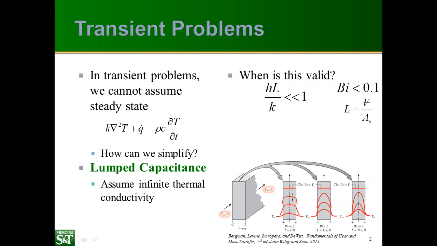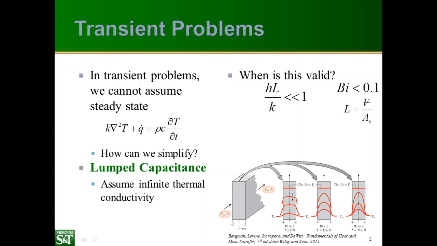When we're doing this analysis, we have this length scale. This length scale is going to be determined by the geometry. It's going to be the volume of the system divided by its surface area. That's always what it's going to be. So whenever you're in doubt, just take the volume of the object, divide by its surface area, and that gives you the length scale you need here.